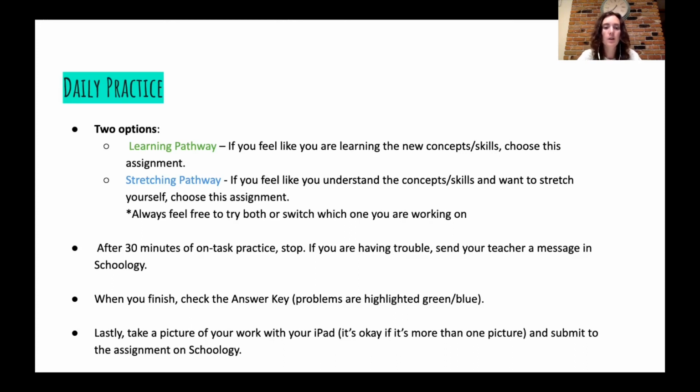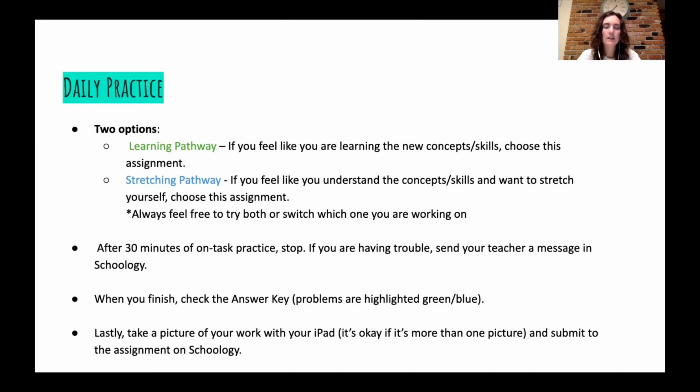After 30 minutes of on-task practice, that doesn't mean sitting in front of the worksheet and daydreaming, but actually being on task, I ask that students stop. I just want them to practice the math for 30 minutes, and I know all students work at a different pace. If they are having trouble, I would ask them to send me a message on Schoology, let me know where they got stuck, what they want help with, and I'd be happy to work with them in an office hours opportunity. When they finish, the answer key will be posted.